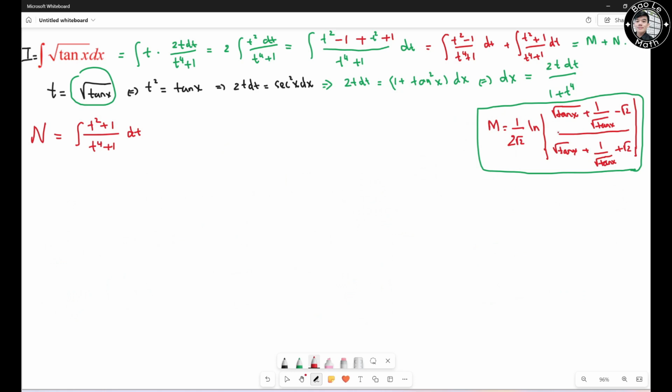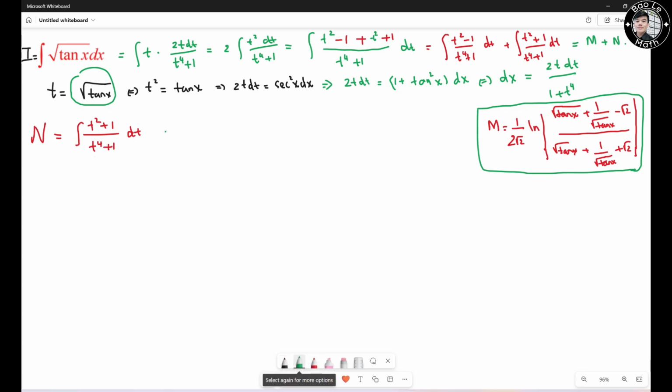Alright, so we just calculate m equals 1 over 2 root 2 natural log of absolute value of the square root of tangent s plus 1 over square root of tangent s minus root 2 over square root of tangent s plus 1 over square root of tangent s plus square root 2, right? Now we're gonna move on to n right here. So n equals integral of t squared plus 1 over t to the 4 plus 1 dt, right?